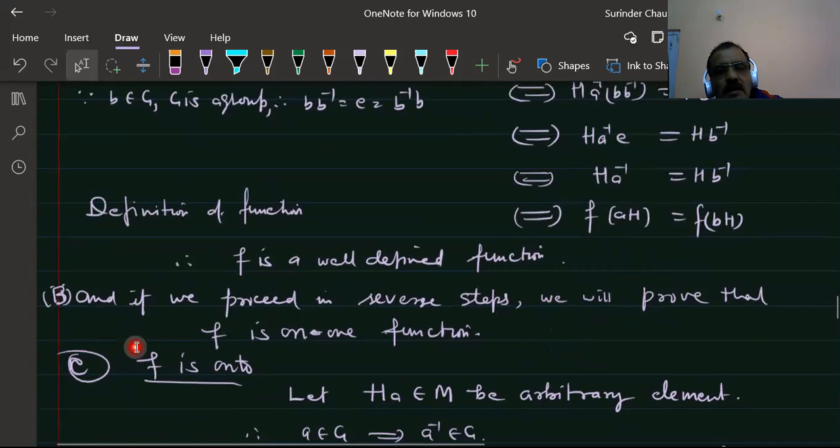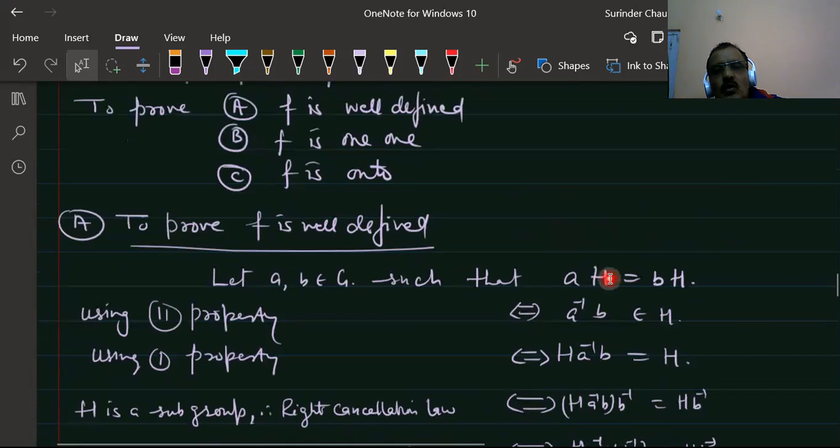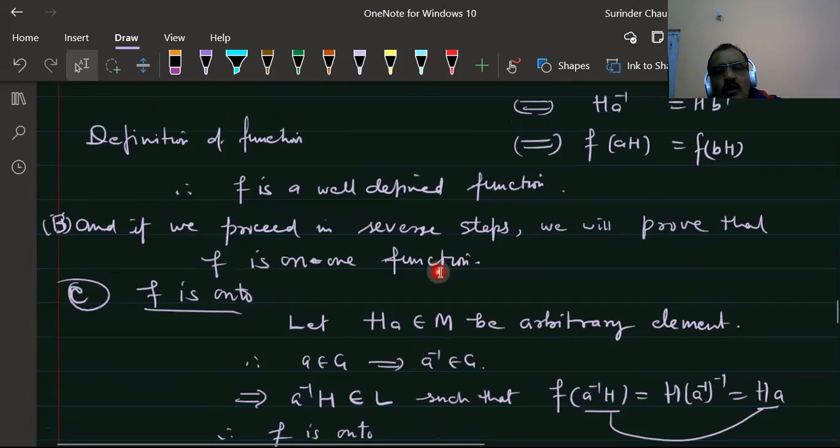Now the B part will be the reverse of the above. If we proceed in reverse order, we will prove that F is one-one. If we start from here, F of Ha is equal to F of Hb, and we will reach here, Ha is equal to Hb, which implies F is one-one.